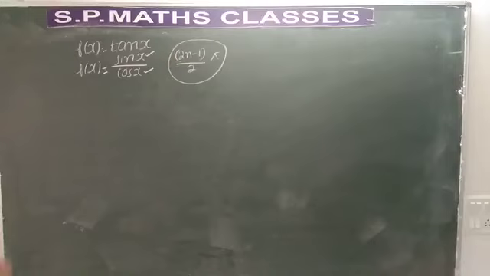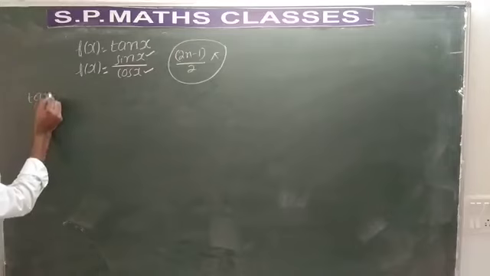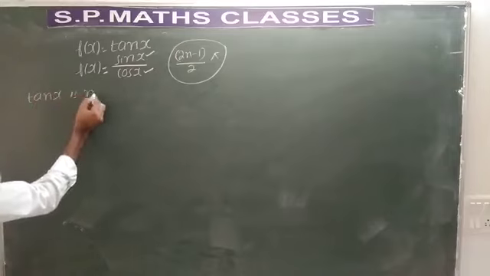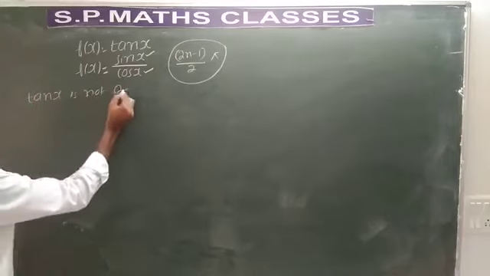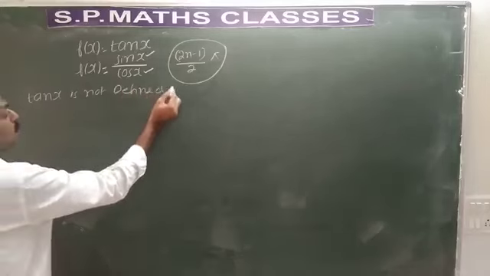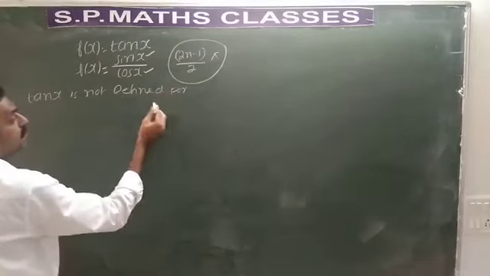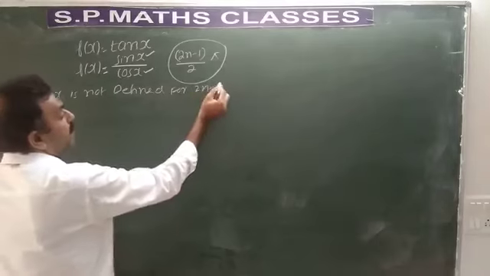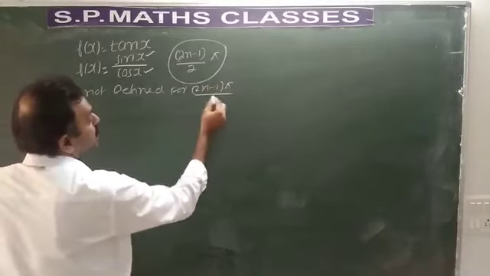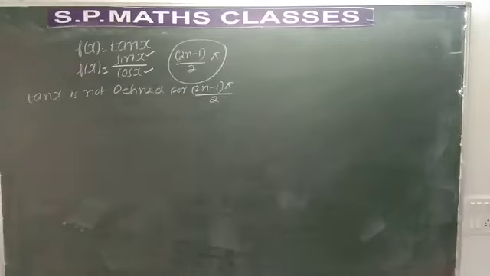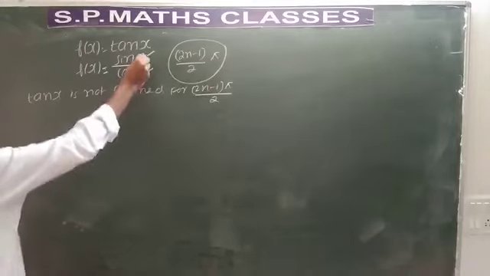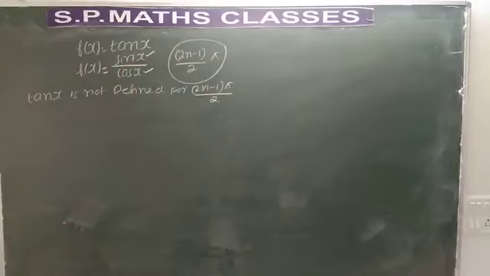So, I write like this, tan x is not defined for 2n minus 1 into pi by 2. This is not defined for this value. Okay? For all other values it is defined. Since sin x and cos x are continuous, obviously tan x is said to be continuous.